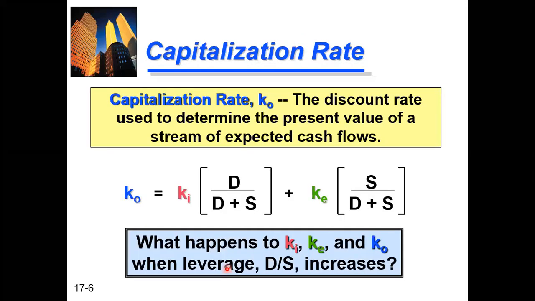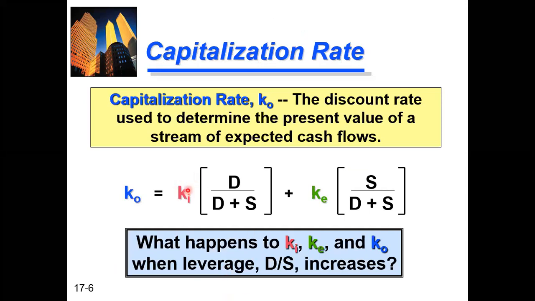And capitalization rate. Now we look into how we calculate the overall cost of capital. It is called the capitalization rate. The capitalization rate, Ko, is the discount rate used to determine the present value of a stream of expected cash flows. So this rate we normally use in calculating the net present value of any investment.